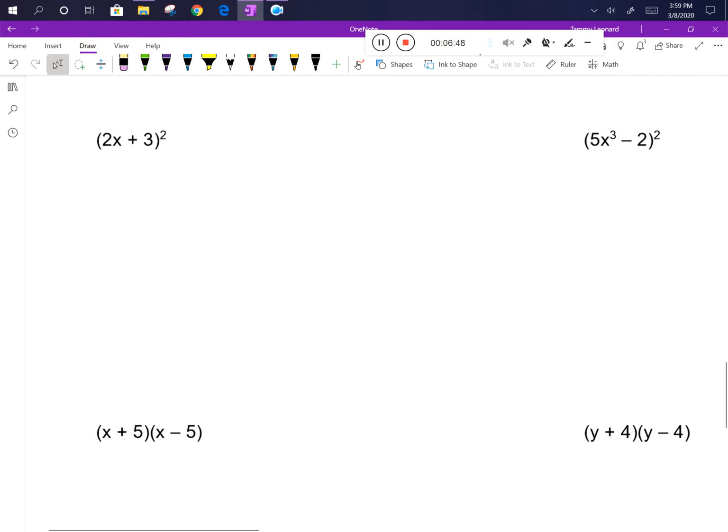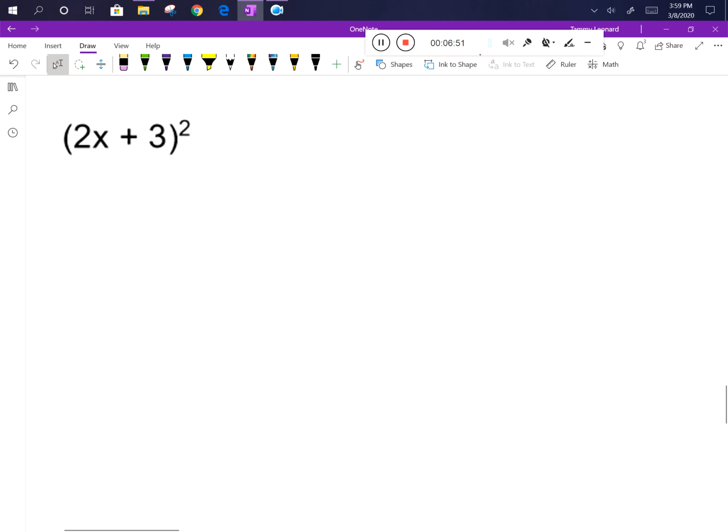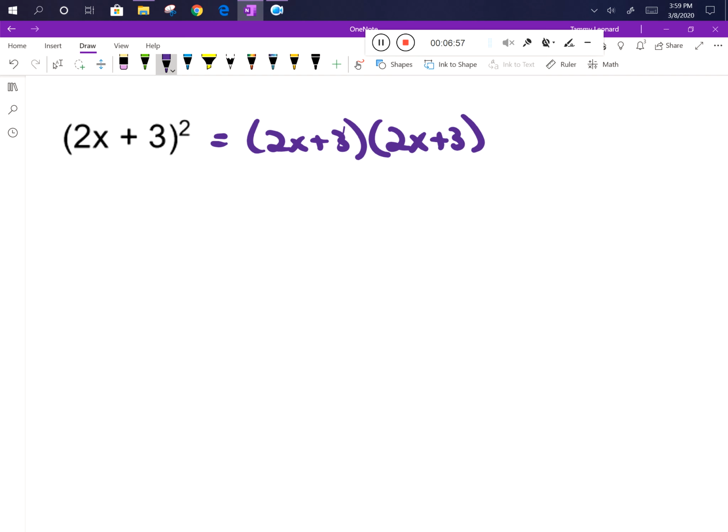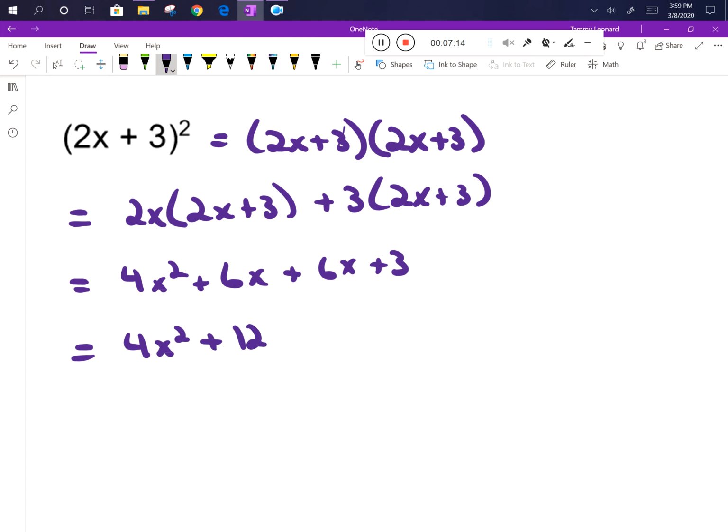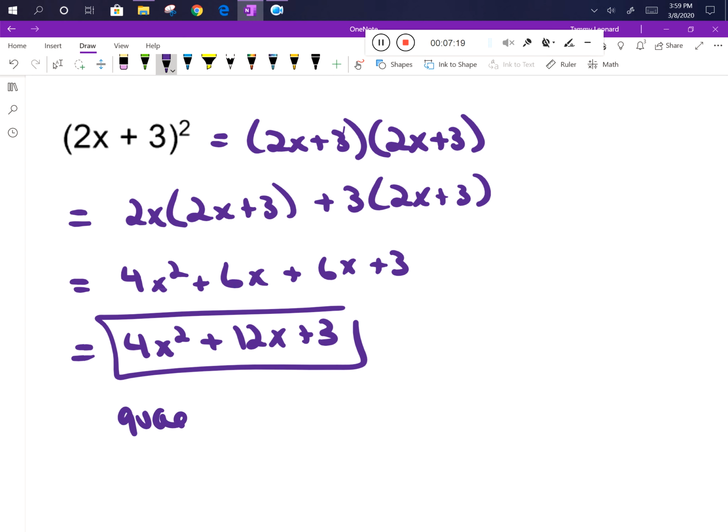All right, we have a couple more of these multiplying binomials by themselves. So first we write the problem out. Then we show the two distributions that need to be done. And then we do those two distributions. Combining our like terms in the middle, we have a quadratic trinomial.